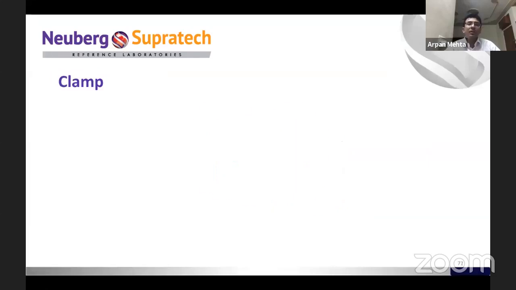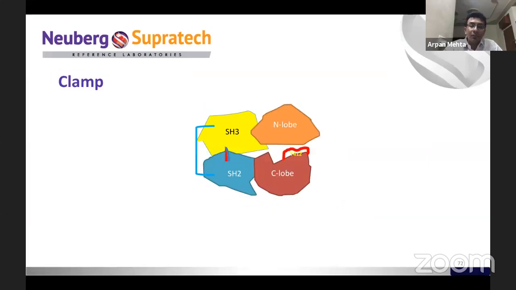This is the switch. There is something called the clamp. This clamp is because of close approximation of the N lobe to the C lobe, and this is because of the rigid juxtaposition of the SH3 with SH2 domains. It causes limited breathing between the N lobe and C lobe, so that the ATP binding site is closed. And then there is something called a latch. This is when the distal end lobe moiety latches onto the SH2 domain.